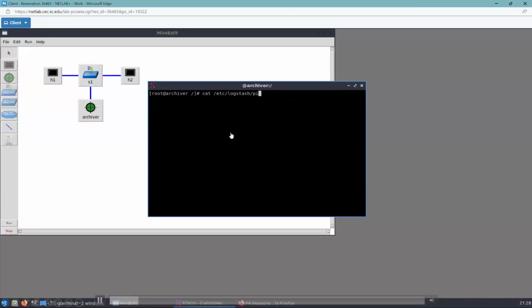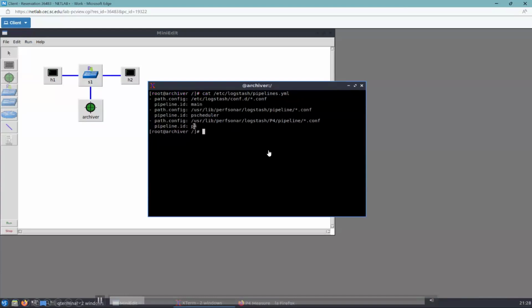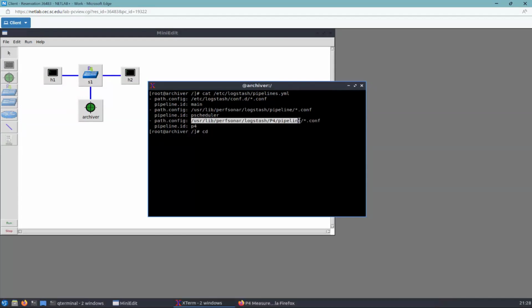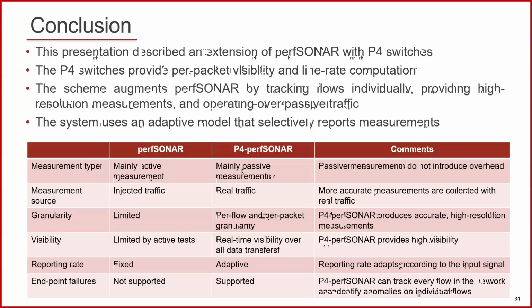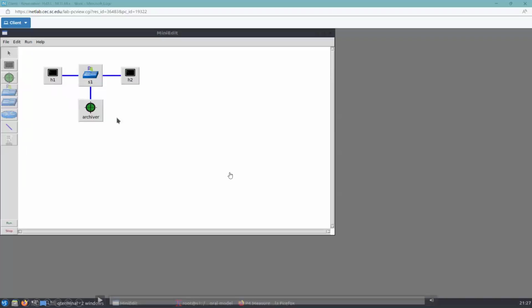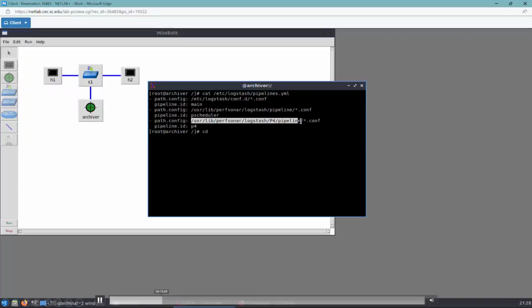Now here I'm showing how inside the archiver we created our own pipeline. Inside the perfSONAR archiver, you create your own Logstash pipeline that will be processing the custom measurement you are sending to Logstash. And Logstash is the pipeline responsible for receiving the measurements and storing them inside OpenSearch, the database of perfSONAR.